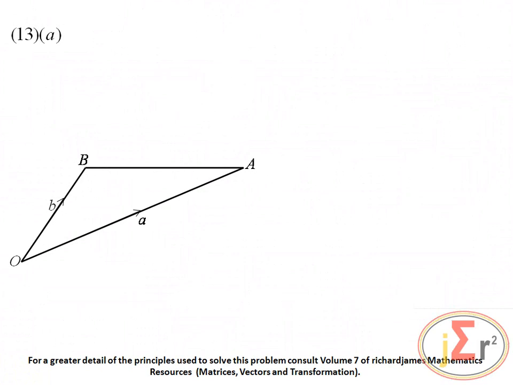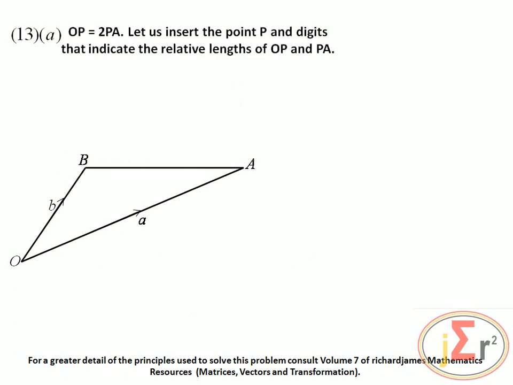The position vectors of A and B relative to the origin are a and b respectively, just as we see them right here. OB is b, OA is a. The point P is on OA such that OP is 2PA. So OP is 2PA. Let us insert the point P and digits that indicate the relative lengths of OP and PA. So from O to P is twice from P to A. So we have 2 on this side and 1 on that side. No problem with that.